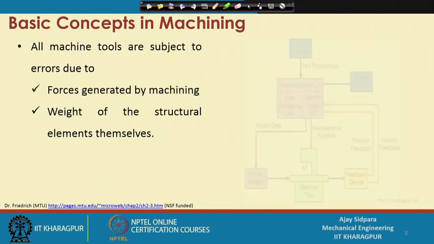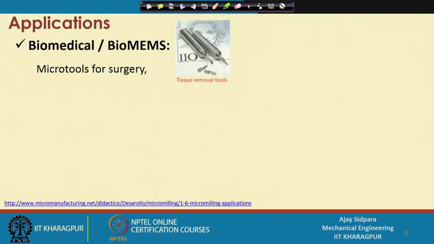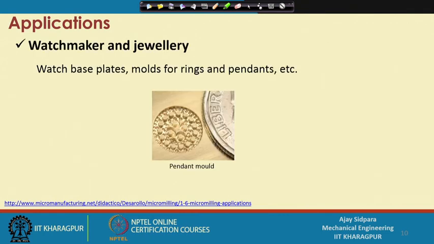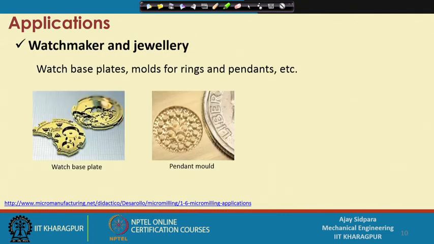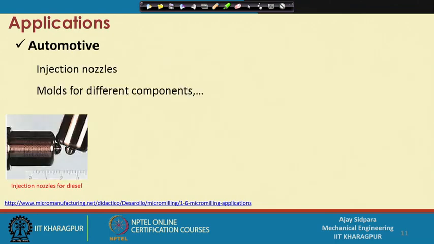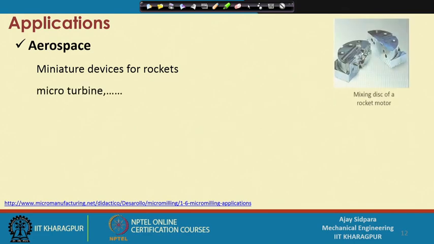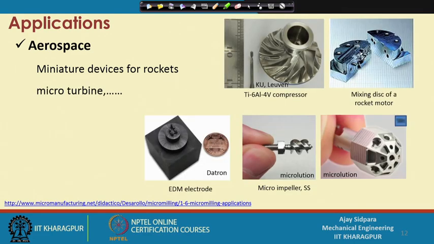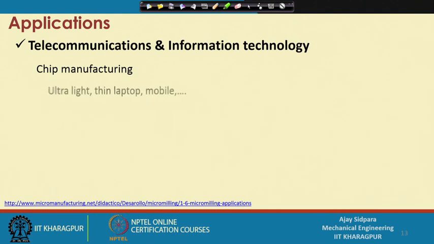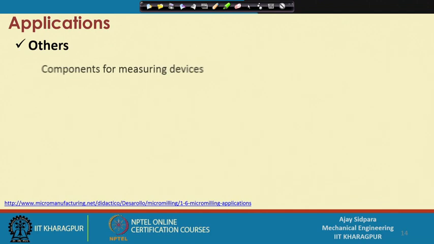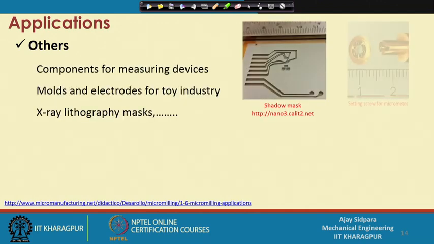And then we have seen different types of applications related to biomedical applications, then aerospace, then watchmaking and jewelry. These are very old applications. Automotives, where different sensors are used in cars and other automobiles to make them more comfortable and safer. In aerospace also we have seen a lot of applications, and some other applications related to telecommunication, information technologies and some miscellaneous applications.